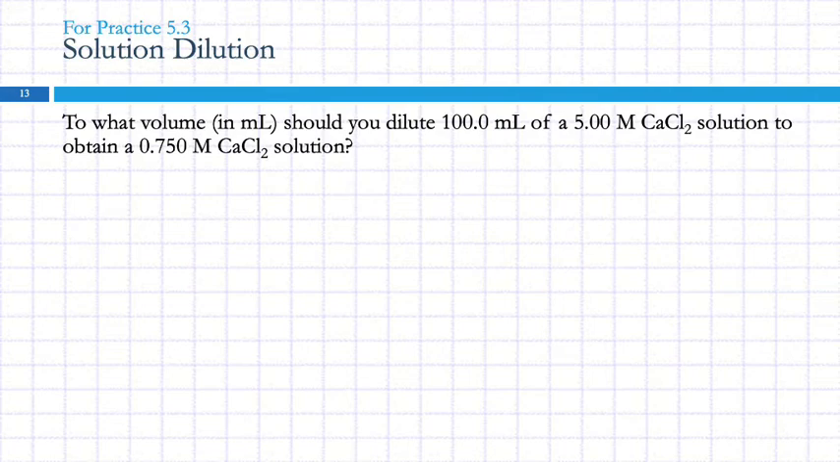So let's do a practice problem. To what volume in milliliters should you dilute 100 milliliters of a 5 molar calcium chloride solution to obtain a 0.75 molar calcium chloride solution? Well, again, let's pull out those numbers. And then what are we looking for? We're looking for a volume in milliliters.